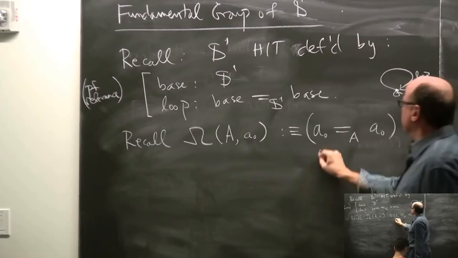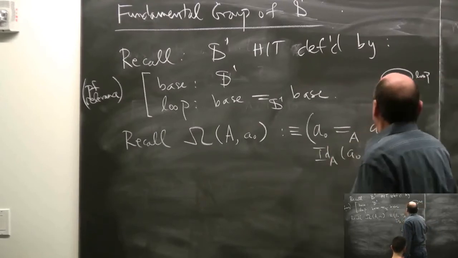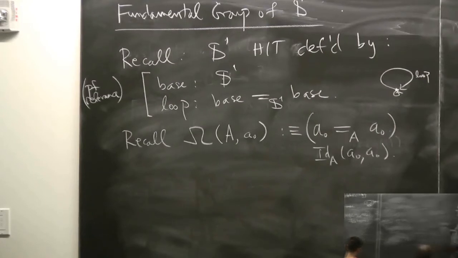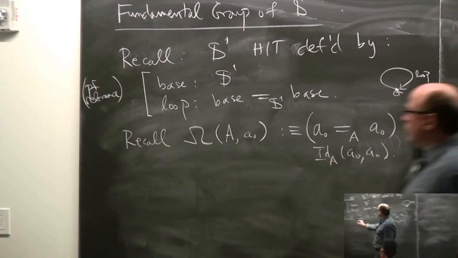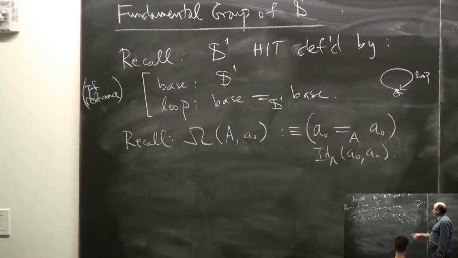Or in other notation it looks like that, so we think of that as data. So that's the definition of the loop space, okay? And so that's the two things, so we've talked about that before, okay? So this says, consider the type of all the paths that start and end at A0, okay?